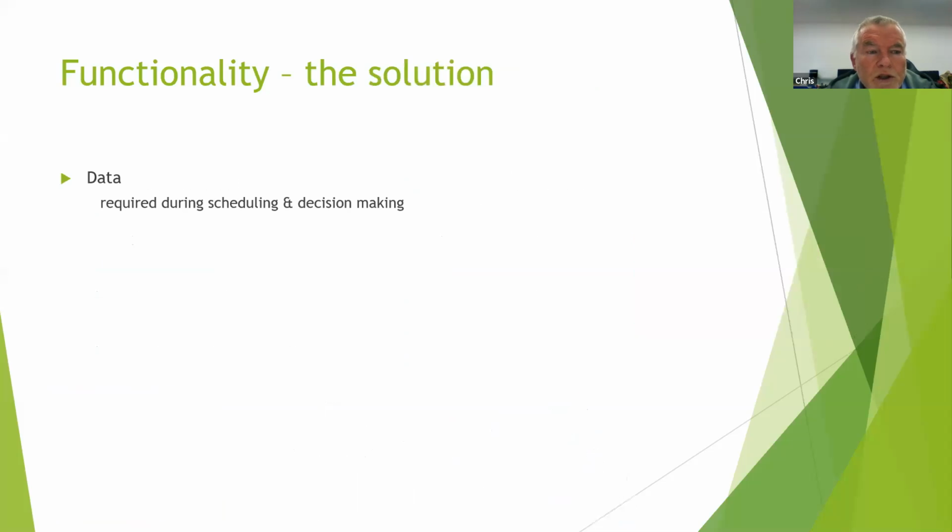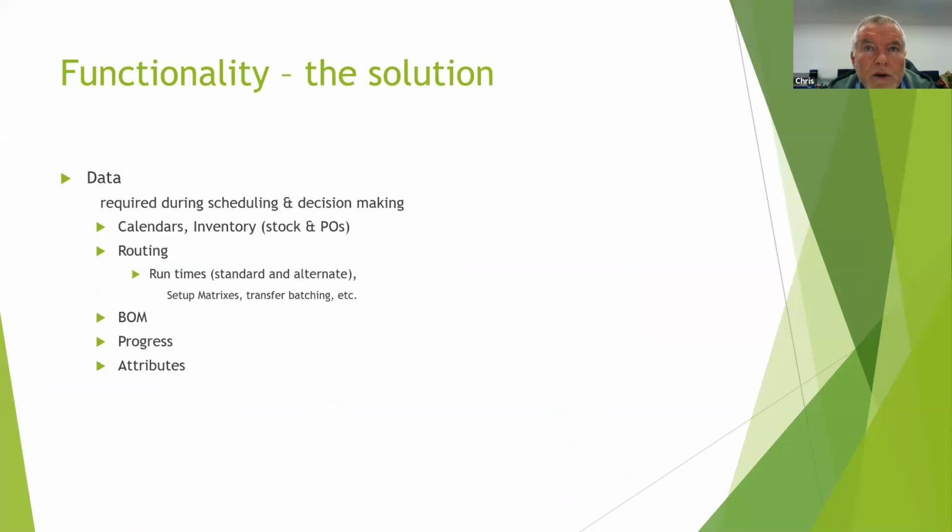All right, so let's look at the solution. So we need a whole lot of data. It's calendars and inventory and purchase orders and routings and runtimes and bills of material and progress in the factory and attributes. Is it yellow? Is it green? Is it wide? Is it thin? Is it thick? Is it, whatever I need for scheduling purposes or for decision-making purposes, I need to bring in with the rest of the data.